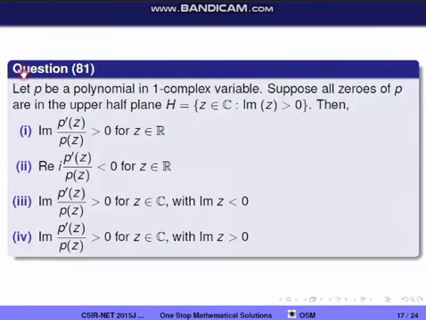Next question, question 81. Let P be a polynomial in one complex variable. Suppose all zeros of P are in the upper half plane H, which is the set of all Z in C such that imaginary Z is greater than 0. So they are given a polynomial P whose zeros lie in the upper half plane. Then we have to check which of the options is true. So we'll look at how to do this question.